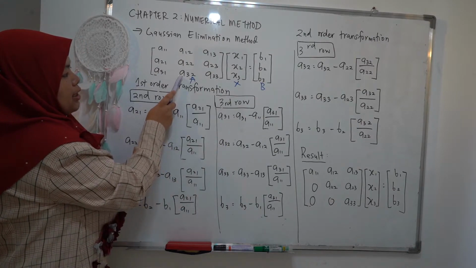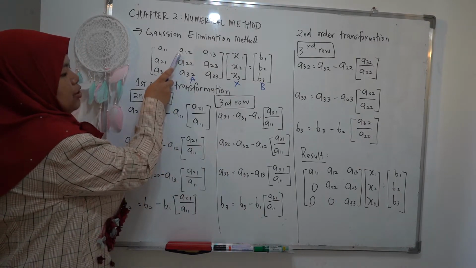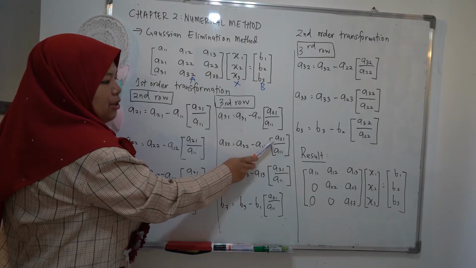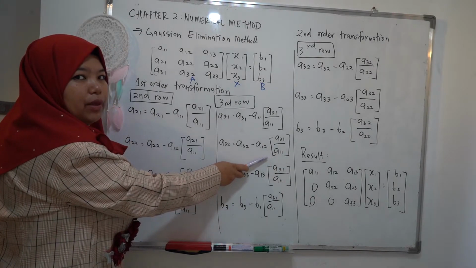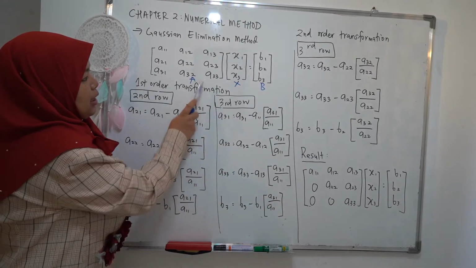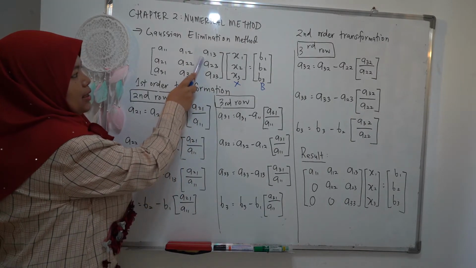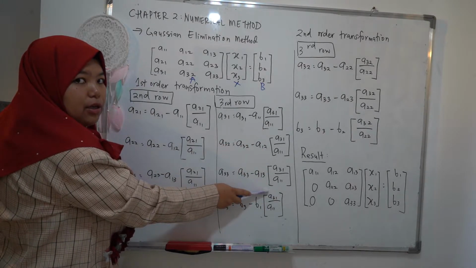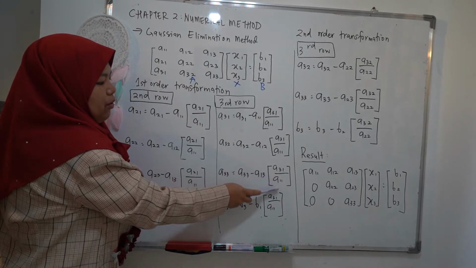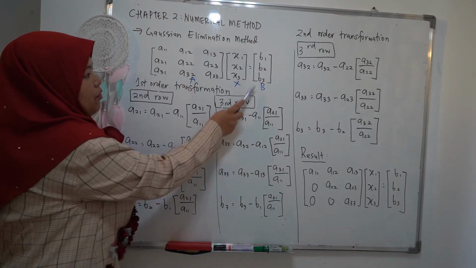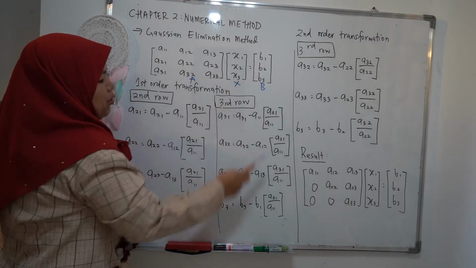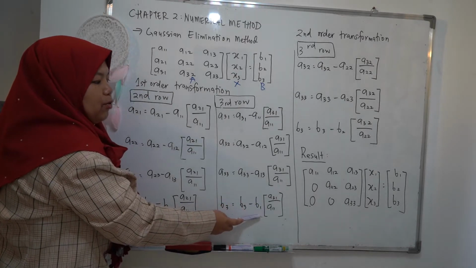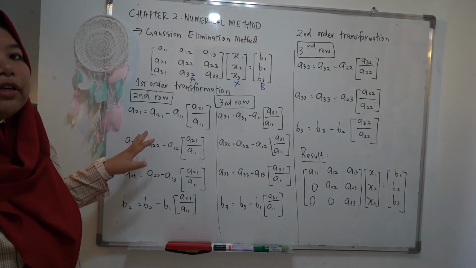I continue. A32: A32 minus A12 times, we follow the first one, which is A31 over A11. For the third one, A33 minus A13 times, we take back A31 over A11. The last one for B3: B3 minus B1 times A31 over A11. So we are done with the first order transformation.